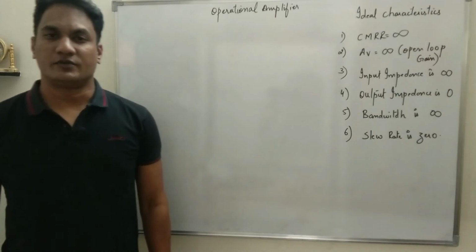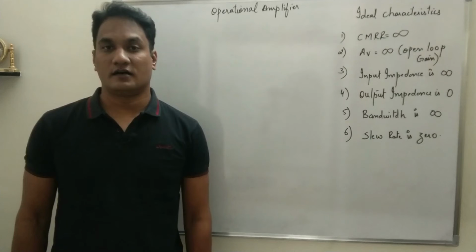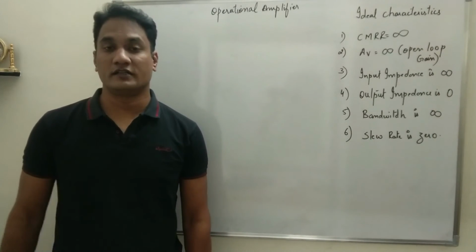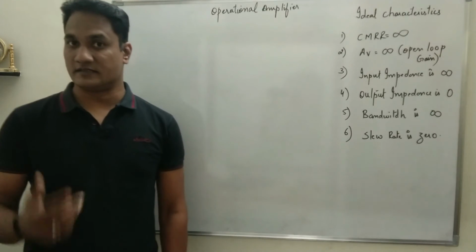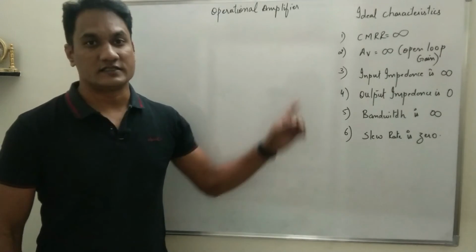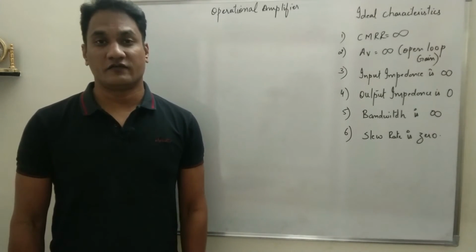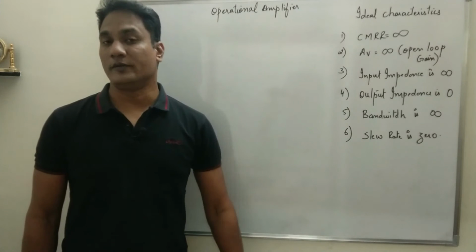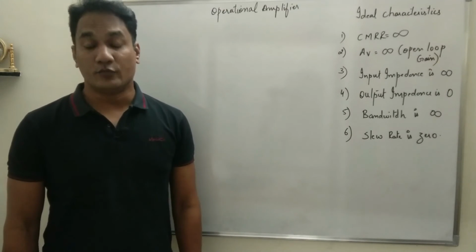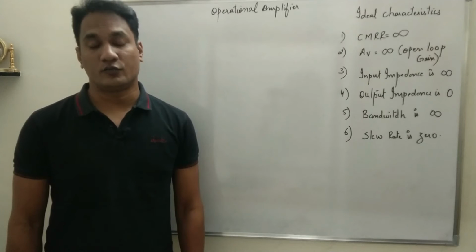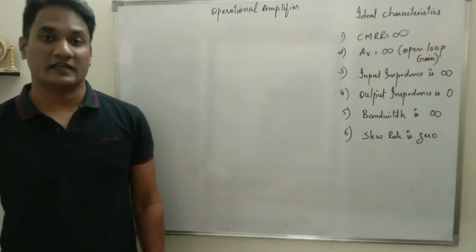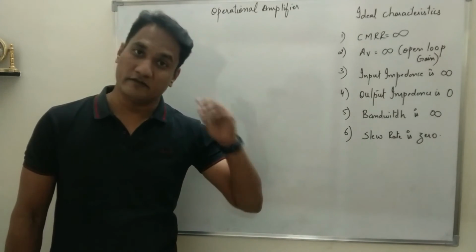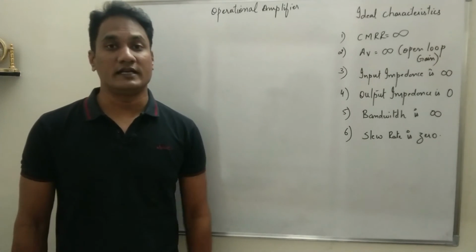Hello students, in the previous video we tried to understand the block diagram of the operational amplifier, and from that we concluded the symbolic representation of the operational amplifier and a few ideal characteristics, 6 of which we have understood. The 6 of them are: CMRR is infinite, voltage gain, that is open loop gain, is infinite, input impedance is infinite, output impedance is low, or we can say it is 0, bandwidth is infinite, that means it can amplify all signals, even DC signals, and slew rate is 0.